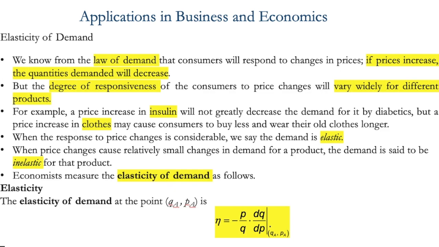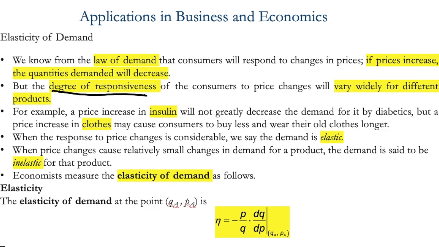Okay, but the responsiveness varies between consumers, and also varies between products. So I'm talking about the degree of responsiveness here. For instance, this is a textbook example. If we have insulin and an increase in the price of insulin, because insulin is needed for some types of illnesses, especially those with diabetes, then even if the price is increasing, the quantity demanded will not greatly decrease because you need it if you have diabetes.